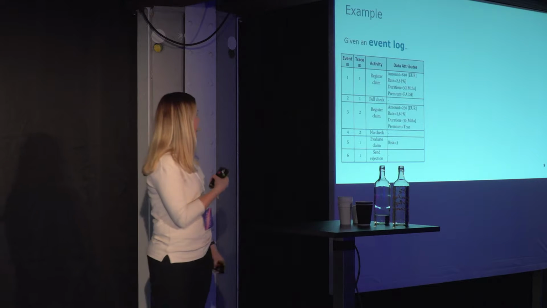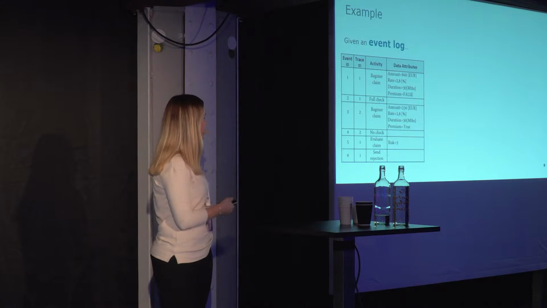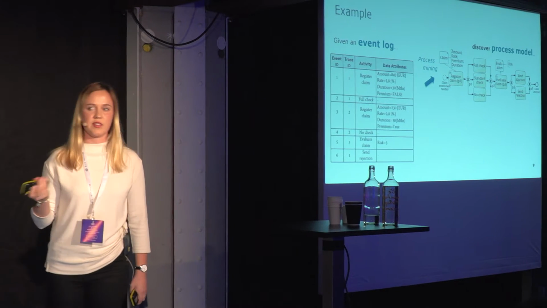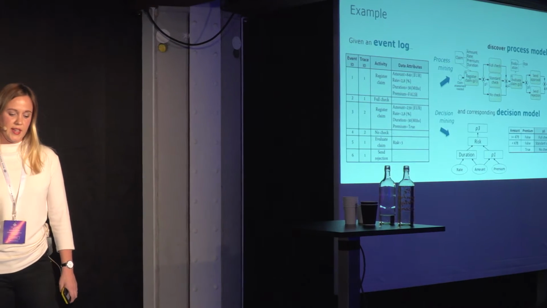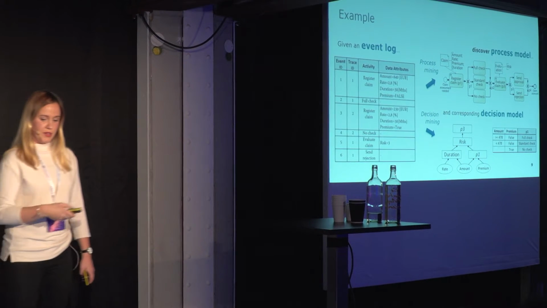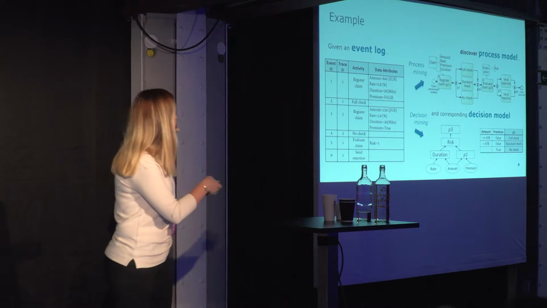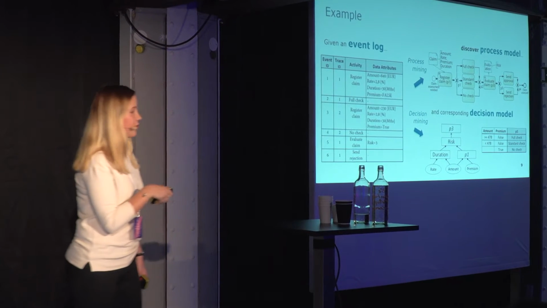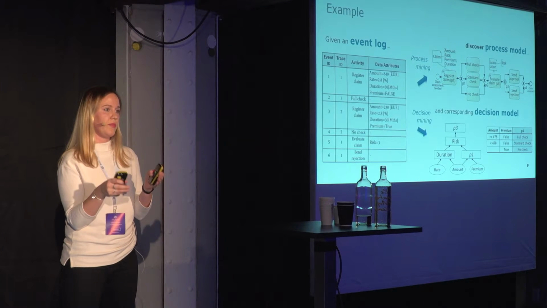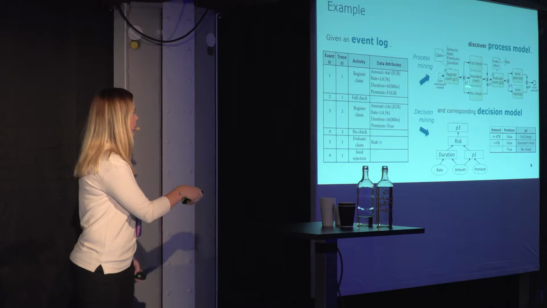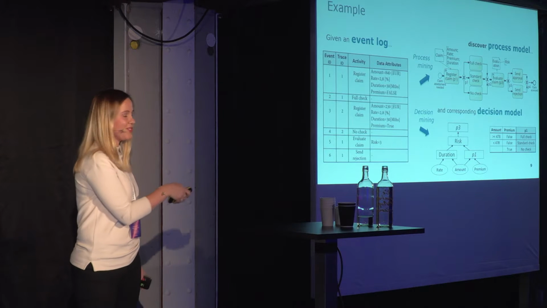As an input, we have an event log, as I showed you before. Firstly, we discover the process model with existing process mining techniques. And then we needed to provide the algorithm which will discover decision mining. So you can see here that this decision model corresponds to the process model. So for example, when you as a client come to a bank, it is one instance of a process model. So you're one instance of this process model, so to say.